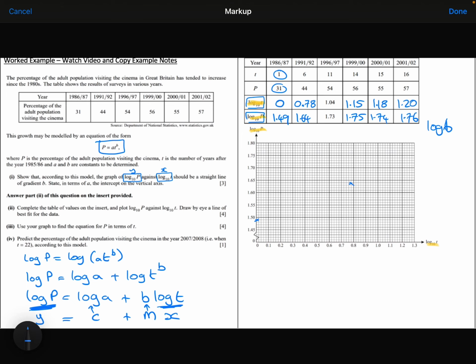1.04 and 1.73. That's going to be here. 1.15 and 1.75 is there. 1.18 and 1.74 is going to be there. And finally 1.2 and 1.76.